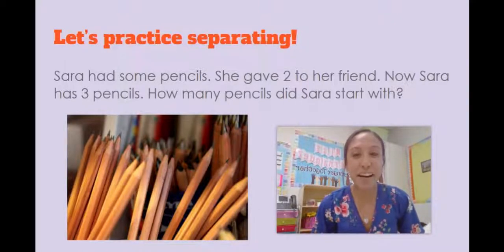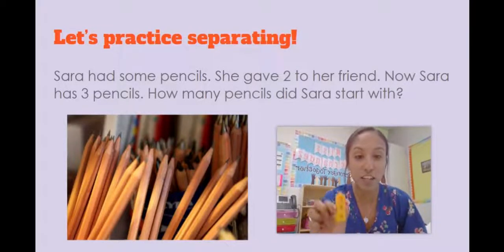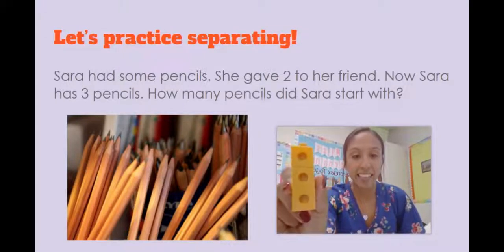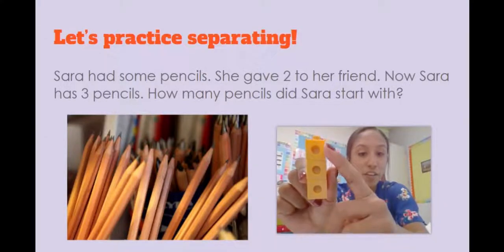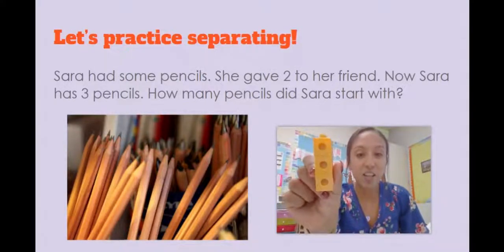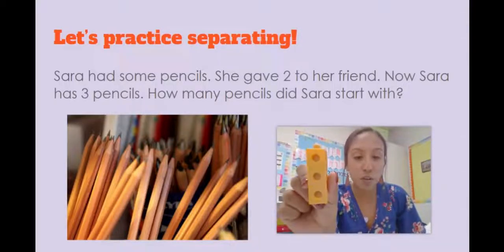Okay, so let's think about it. Let's think back to the story. It said Sarah had some pencils. We don't know how many, but it does say she gave 2 to her friend. Now she has 3. So after she gave 2 to her friend, Sarah was left with 3 pencils. So I'm going to use my cubes. Let's count to make sure I have 3. 1, 2, 3. So it says she gave 2 to her friend.